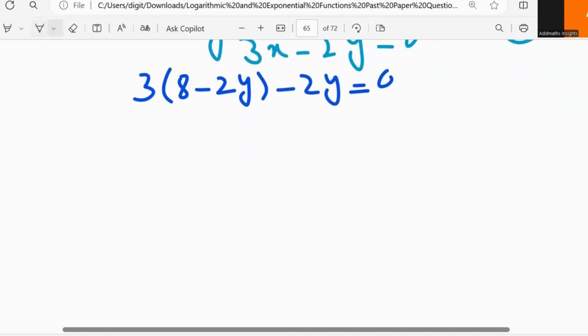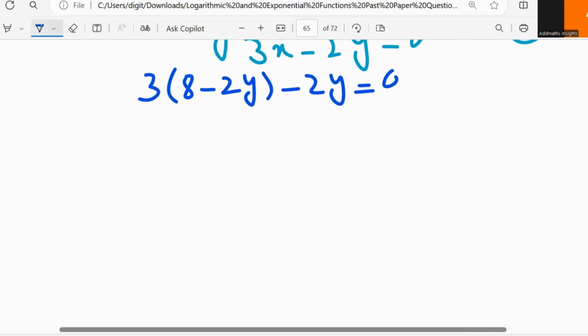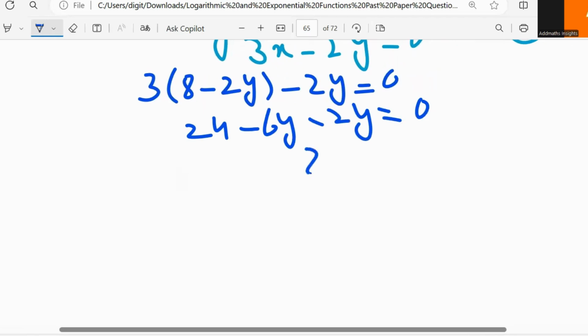So you expand it. So 24 minus 6y minus 2y is 0. So it means that 8y is equals to 24. And finally, the value of y is equals to 3.